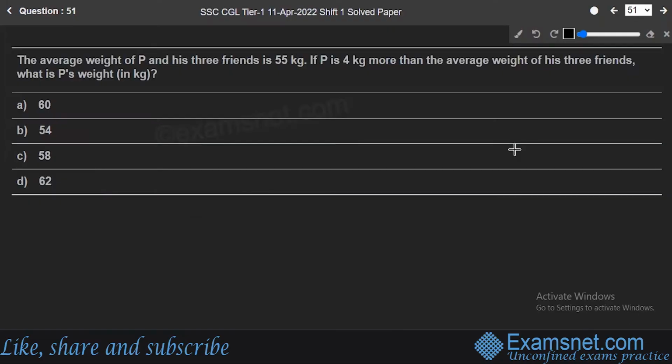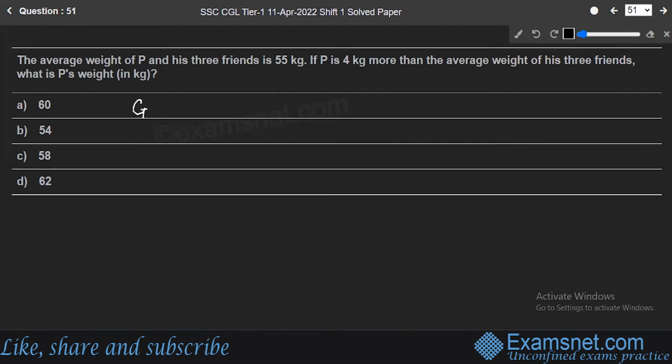Average weight of P and his three friends is 55 kgs. Here we are having a mathematical question. The average weight of P and his three friends is 55 kg. If P is 4 kg more than the average weight of his three friends, what is P's weight in kg? Is it 60, 54, 58, or 62?